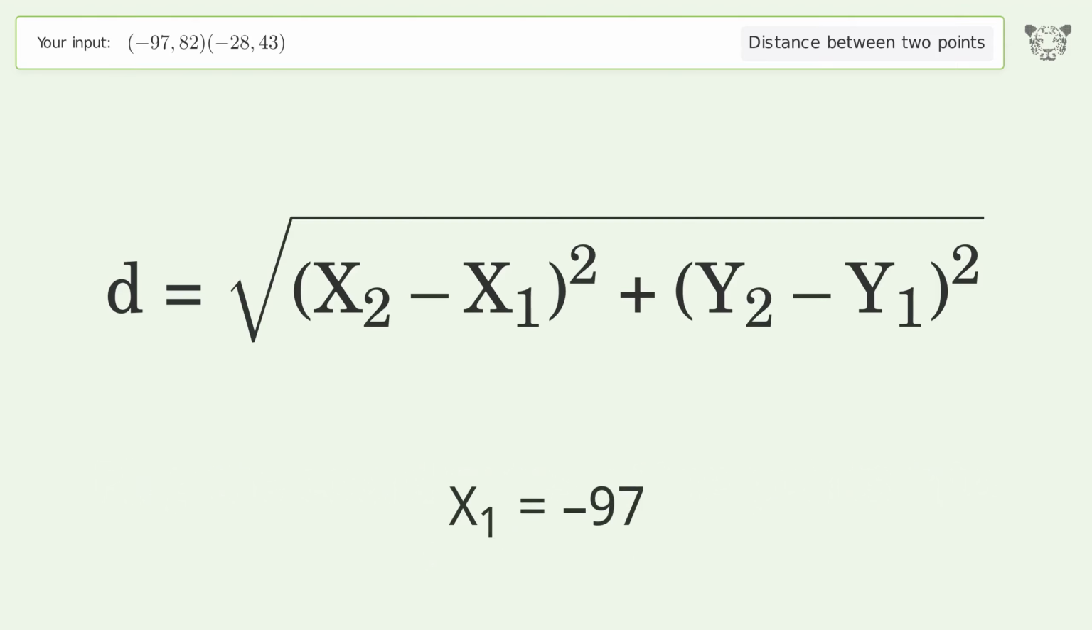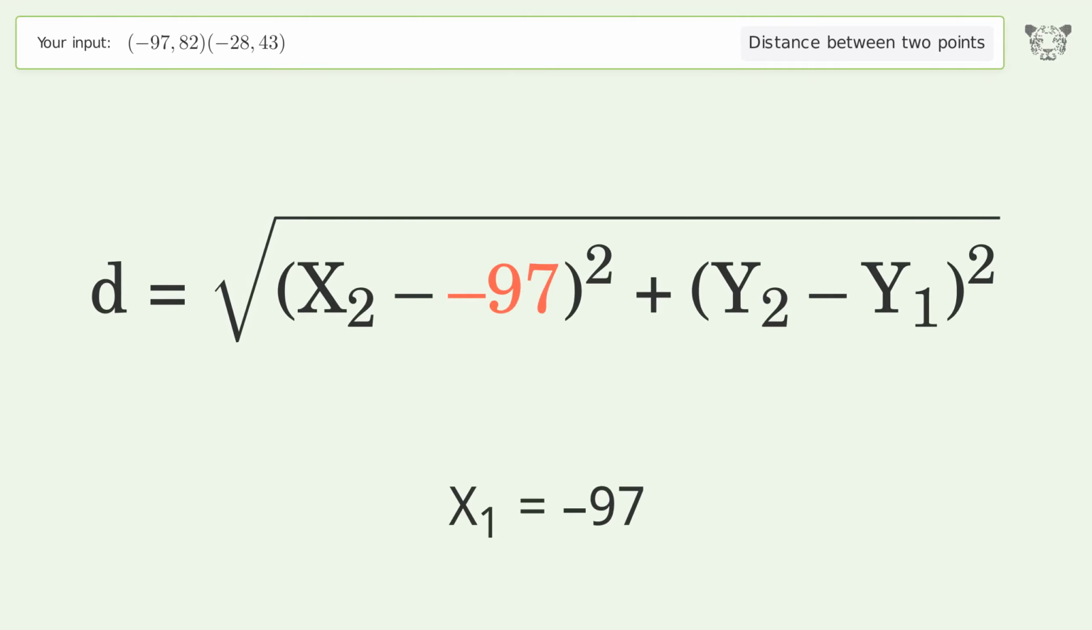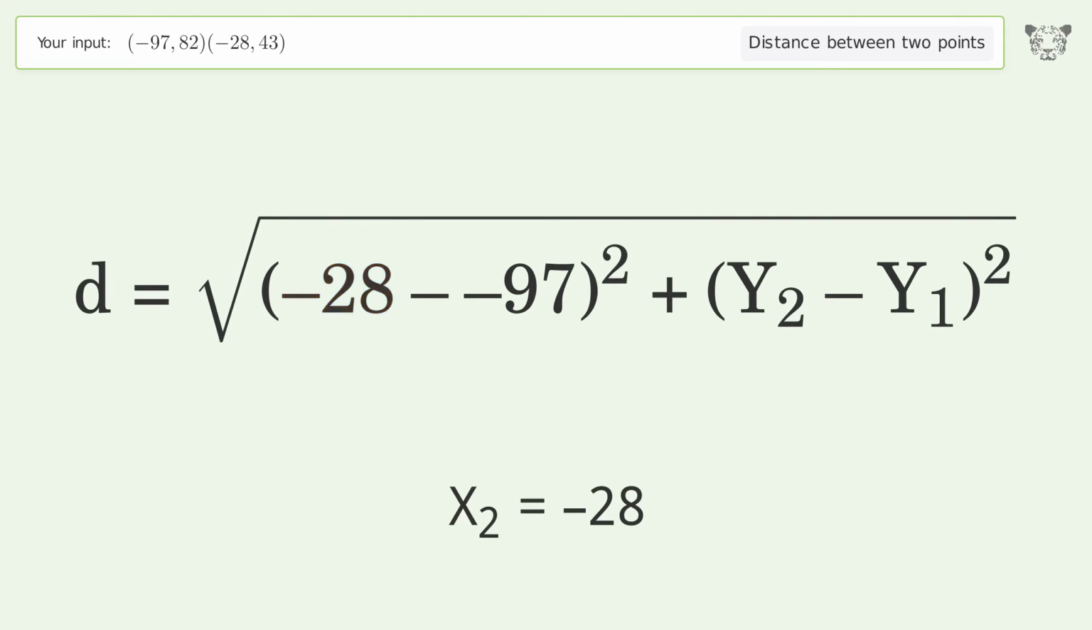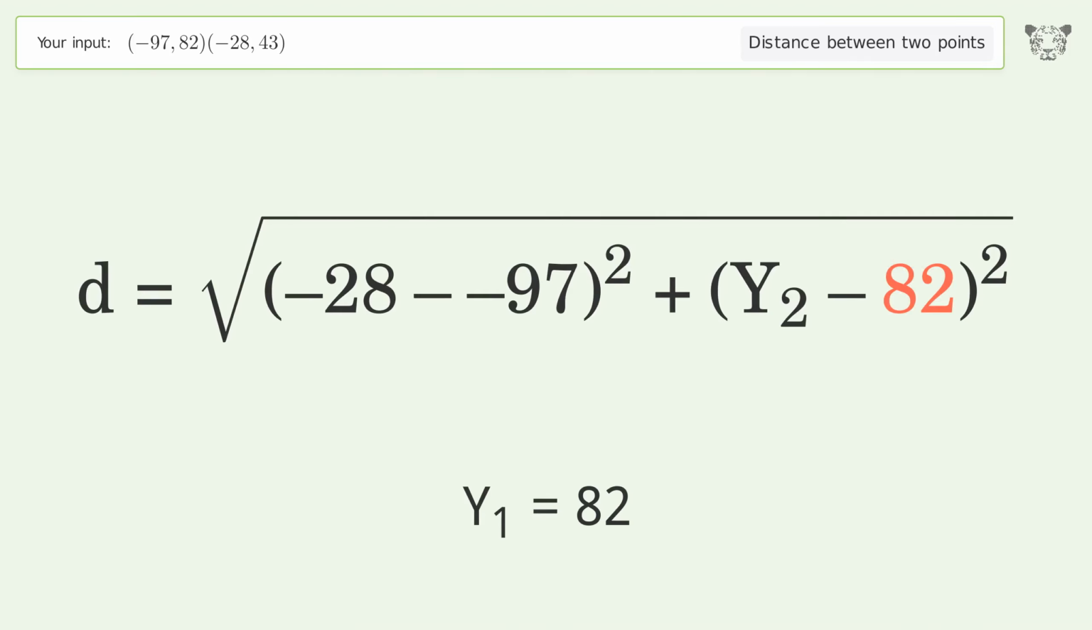x1 equals negative 97. x2 equals negative 28. y1 equals 82. y2 equals 43.